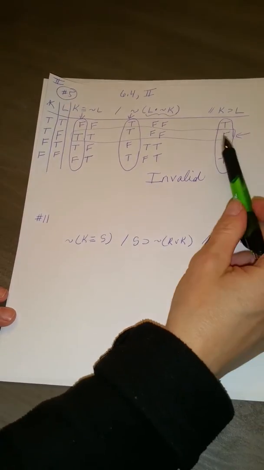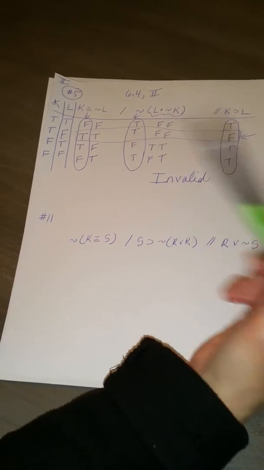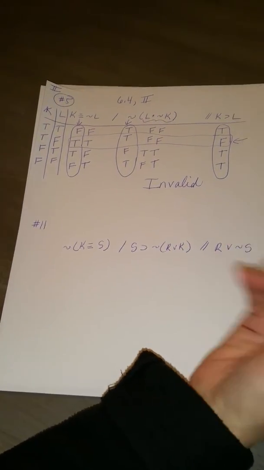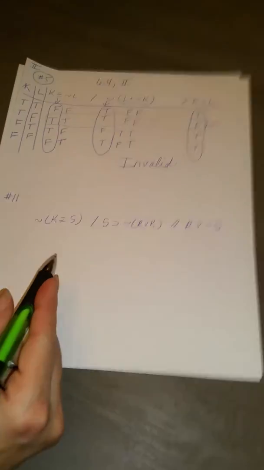So remember, if you find what you're looking for, it's invalid. If you don't find what you're looking for, it's valid. And what are you looking for? True premises and a false conclusion. Okay, let's try the second one.